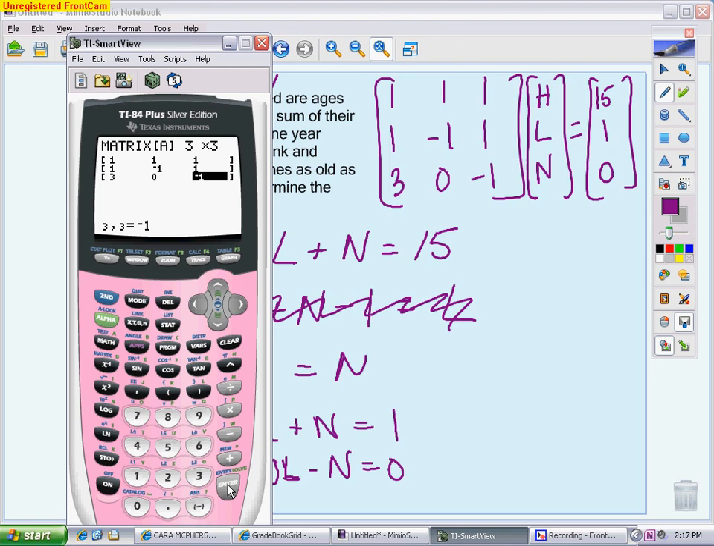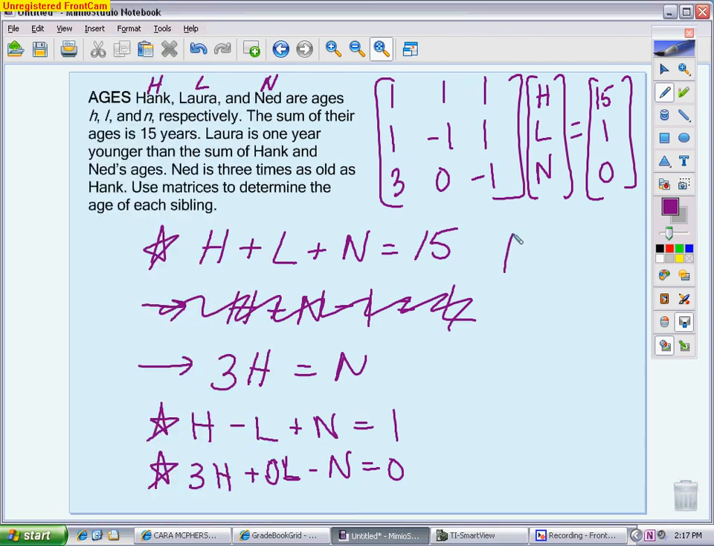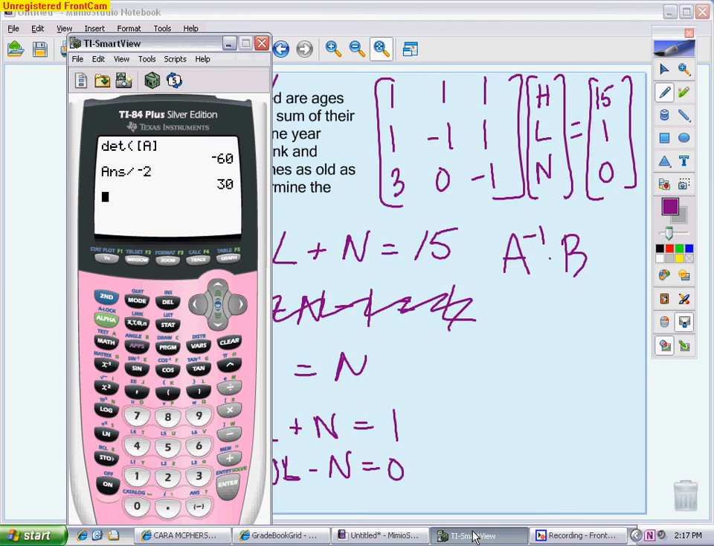Then I'm going to go back to my matrix menu, and I'm going to edit matrix B. Matrix B is 3 by 1, and this is where your constants go. So 15, 1, and 0. At this point, I'm going to quit. When it's time to solve, the solving will always be the same steps, A inverse times B. So go to your calculator, pull up matrix A, hit the inverse button, times matrix B.